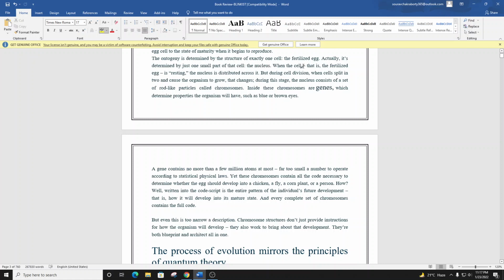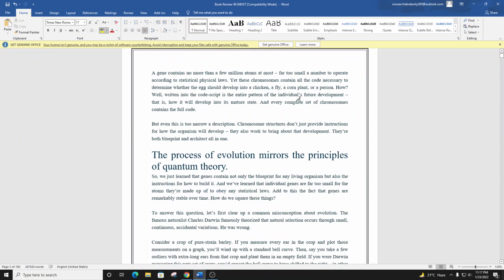When the cell, that is the fertilized egg, is resting, the nucleus is distributed across it. But during cell division, when cells split into two and cause the organism to grow, that changes. During this stage, the nucleus consists of a set of rod-like particles called chromosomes. Inside these chromosomes are genes, which determine properties the organism will have, such as blue or brown eyes.